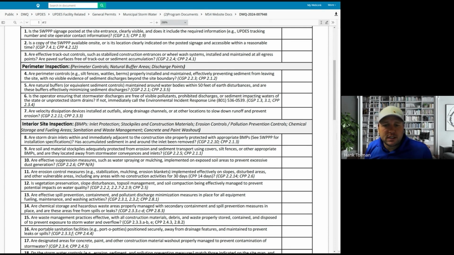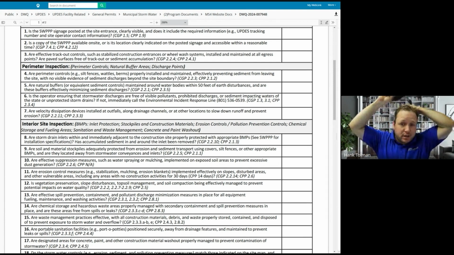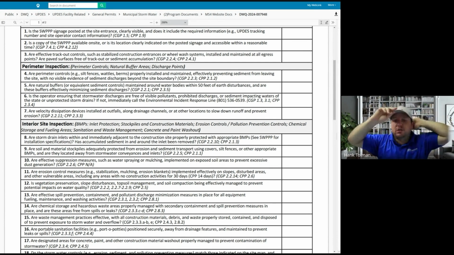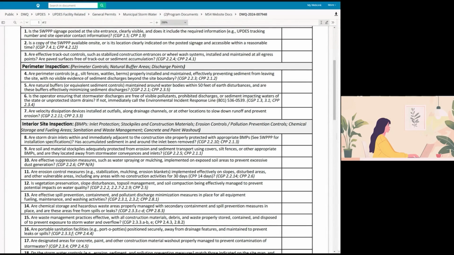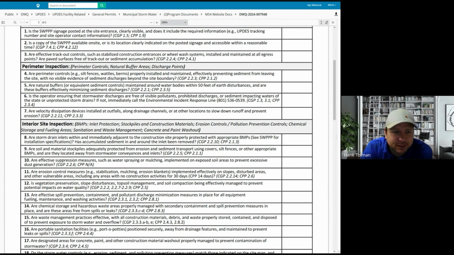Number 7: are velocity dissipation devices installed at outfalls, along drainage channels, or other locations to slow down runoff and prevent erosion? This is a good one to talk about that we don't often get to talk about. So, what's a velocity dissipation device? Anybody know? Slow the flow. Slow the flow. Good, perfect. What's an example of a velocity dissipation device? Riprap. Good. Riprap is a great velocity dissipation device.